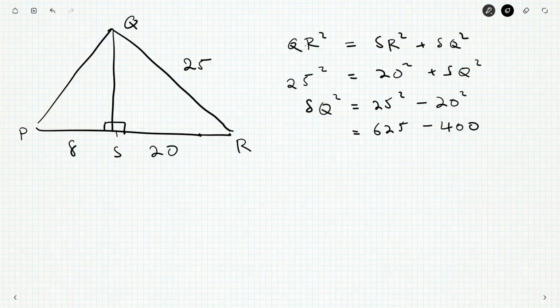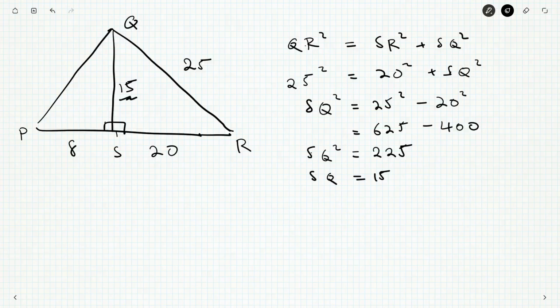625 minus 400. Additionally, you might have done a lot of these contests, and you might be very familiar with the Pythagorean triples that we have here. And so you might be comfortable being able to just sort of jump to 15 here. Or at the very least be able to say, well, I know 25 squared, and I know 20 squared. I have these squares memorized to a certain extent. But we get SQ squared is 225, and if you want to hit the square root button, you'll see that SQ is indeed 15.